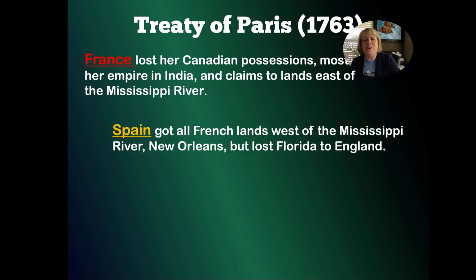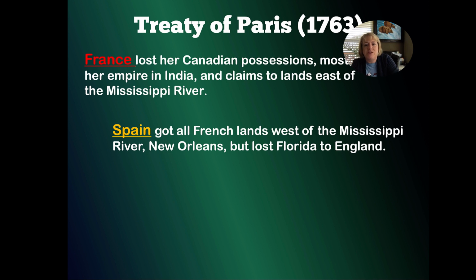Spain, as I mentioned a few minutes ago, was an ally of France. They're going to lose a little bit too, but here's what's interesting. Spain got all of the land that France had west of the Mississippi. This is important because had Spain not gotten that land, England would have had that from the beginning. That land west of the Mississippi is what will become the Louisiana Purchase in 1803.